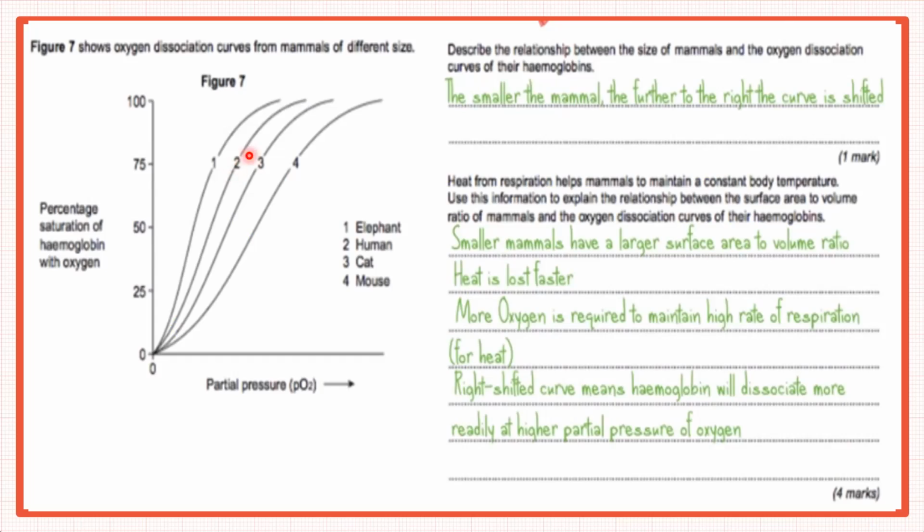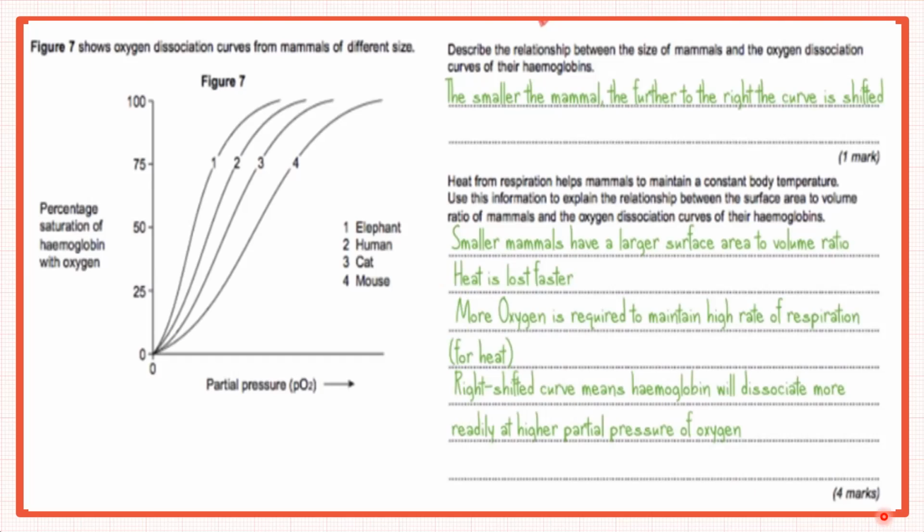Now if you focus, because 2 is the standard for humans, look at 3 and 4, and look at the size, cat and mouse. They're definitely more metabolically active than humans because the size is smaller. So what you notice is the smaller the mammal, the further to the right the curve is shifted. Then they're saying heat from the respiration helps mammals to maintain a constant body temperature. Use this information to explain the relationship between the surface area to volume ratio of mammals and the oxygen dissociation curve of the hemoglobin. So again, think about that when we're talking about heat production, it means more aerobic cellular respiration is going on, more carbon dioxide being produced, right?